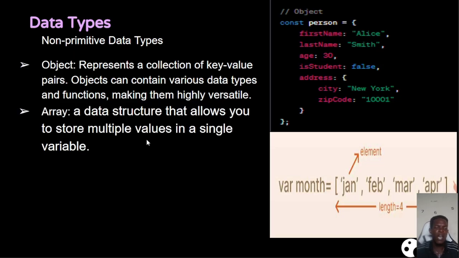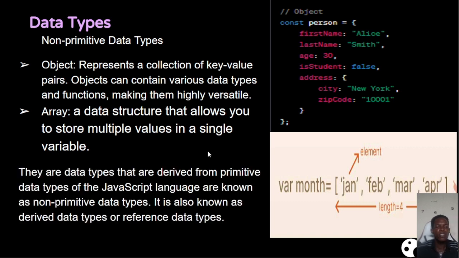Then another one is array. An array is a data structure that allows you to store multiple values in a single variable. So now, you can see the example here. I can say, okay, all the months of the year should be called month. So anytime I call month, it means that I'm trying to refer to all these things. So I can access any of these by just calling month. We'll come to that, and see how we use that.